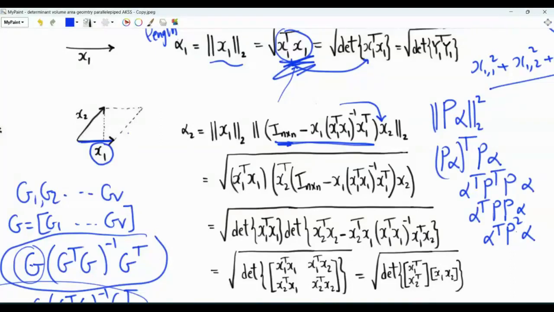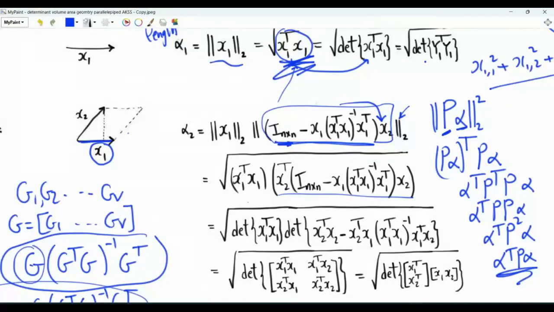And a projection matrix is idempotent, so P squared is equal to P. And so this is alpha transpose P alpha. So the L2 norm squared of this vector here is this quadratic form: x2 transpose, then the orthogonal projection matrix, then the vector x2. And this is always the case if we have a vector multiplied from the left by an orthogonal projector. Since here we have the L2 norm, this quadratic form appears under the square root, like we did earlier.